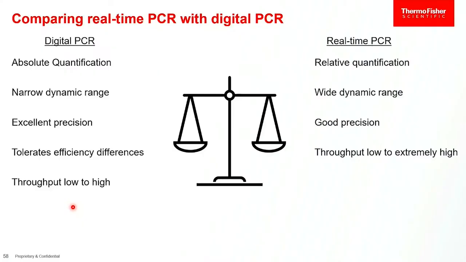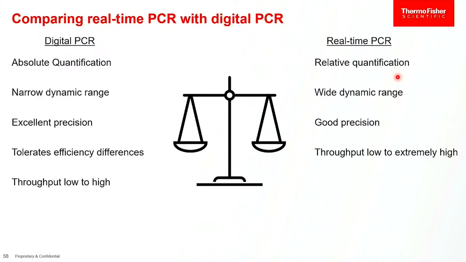And then it's good for the lower throughput end. You know, we've got limitations for cost and time. Our qPCR instrument can run 384 samples at one time. Our digital system can run 16. So we have a big throughput difference.